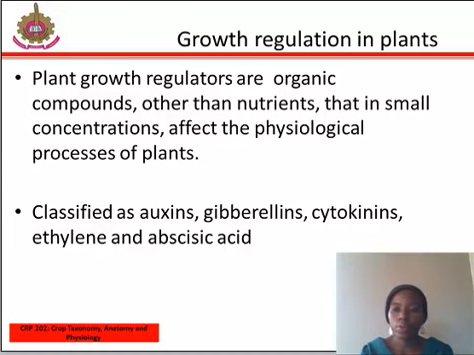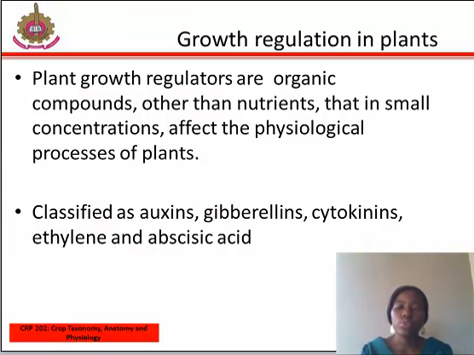Cytokinins. These are compounds resembling adenine which stimulate cell division. Their functions are: 1. It stimulates cell division. 2. It stimulates morphogenesis in tissue culture. 3. It stimulates the growth of lateral buds and leaf expansion by cell division and enlargement.